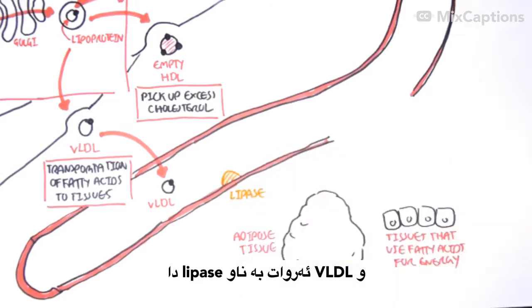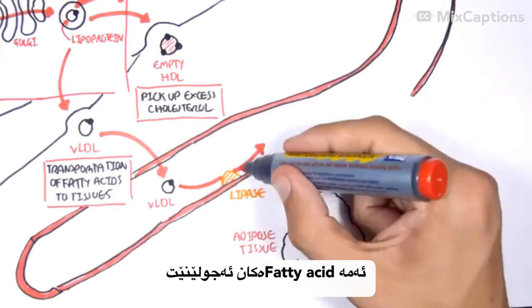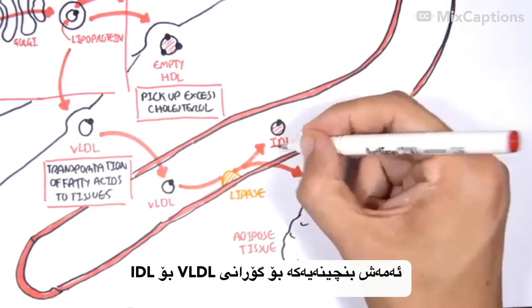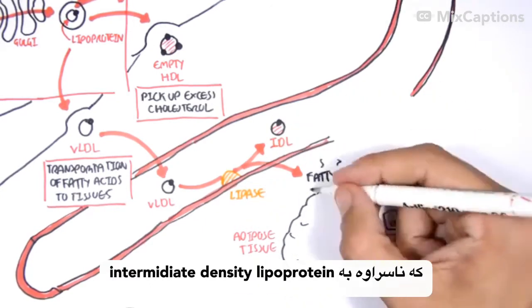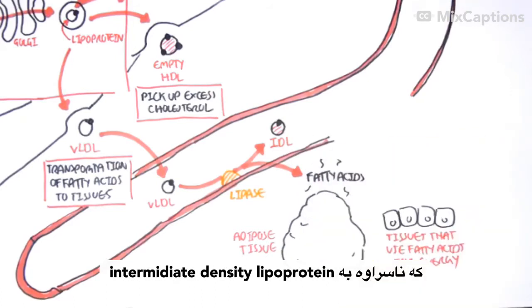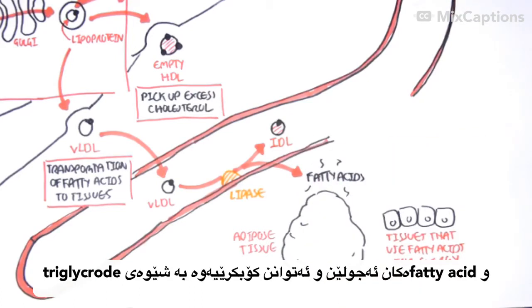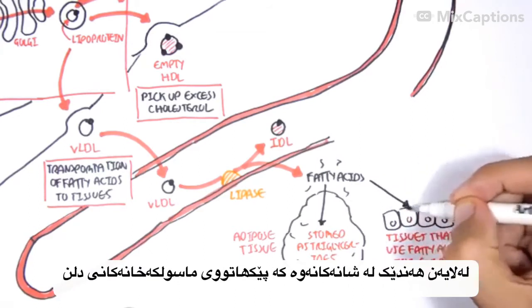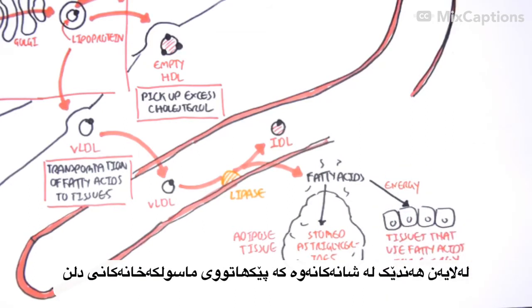VLDL comes across lipases, which will liberate the fatty acids, and this will change the VLDL to become IDL, also known as intermediate density lipoprotein. The fatty acids that are liberated can either be stored as triglycerides in adipose tissue or used as energy by some tissues, including the heart muscle cells.